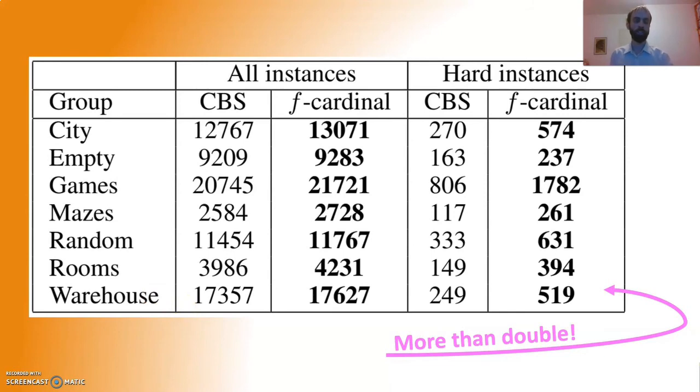Hard instances were instances that required more than half the time limit to solve. And for those hard instances, F-Cardinal conflicts are even more important. As you can see, almost twice the number of agents for every type of map were solved by the algorithm that prioritized F-Cardinal conflicts. In the future, we plan to use the F value of CBS nodes for other techniques, and we plan to also try to identify F-Cardinal conflicts using lookaheads.